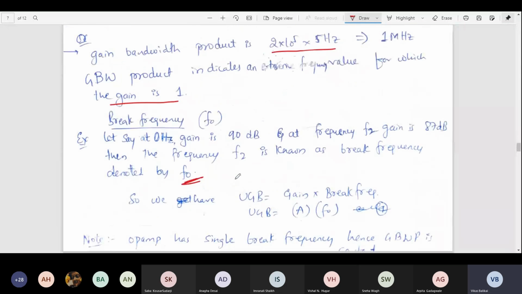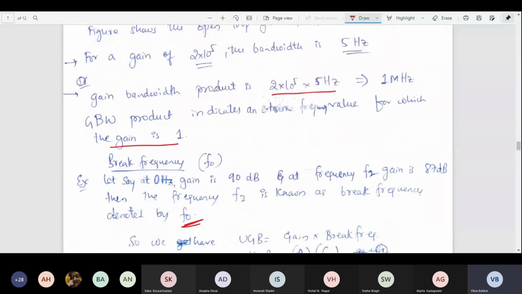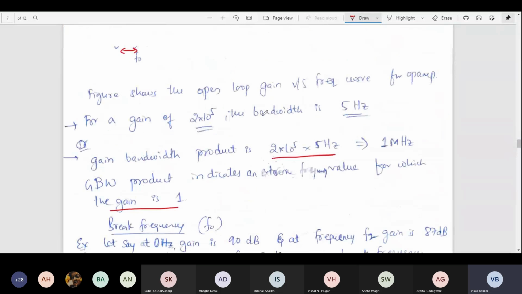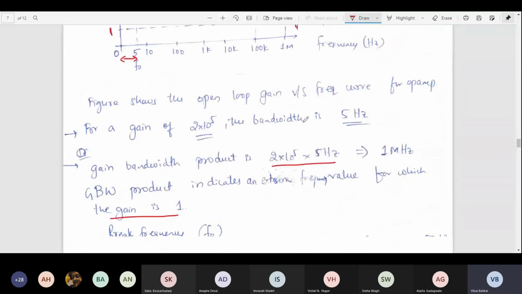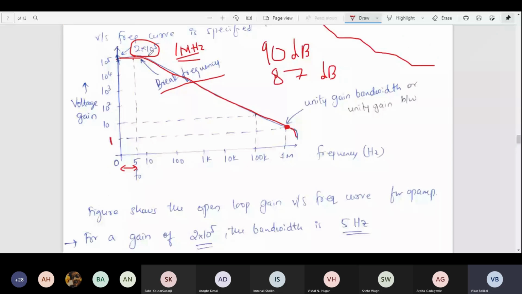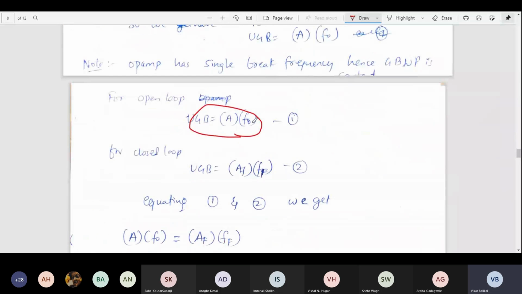Now let us try to extract some expressions out of it. So, unity gain bandwidth, how did I define it? Unity gain bandwidth is obtained by multiplying A into f0. Look, that is exactly what we did. A is what? 2 into 10 raised to 5, and f0 is what? 5. If I multiply 2 into 10 raised to 5 with 5, what am I going to get? 1 megahertz. That's what I obtain over here. So the unity gain bandwidth expression is A into f0.